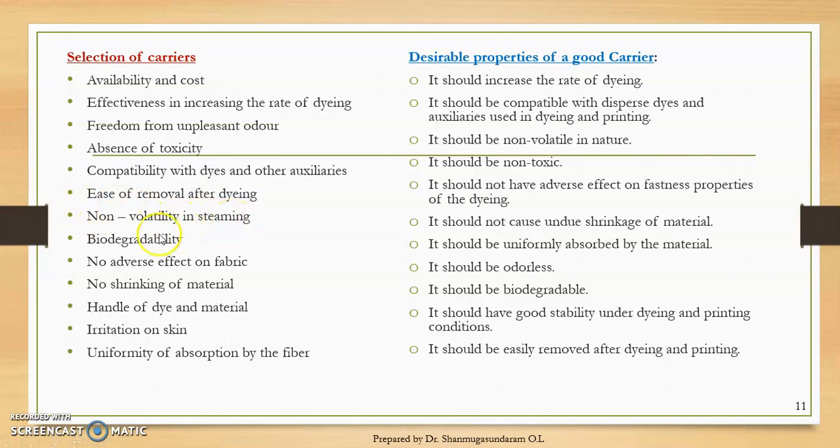Non-volatility in steaming, then biodegradability, no adverse effect on fabric, no shrinking of material, handle of dye and material, irritation on skin, uniformity of absorption by the fiber. So these are all the factors to be considered while selecting a particular carrier. Then please look at these points. So these are all the desirable properties of a good carrier.